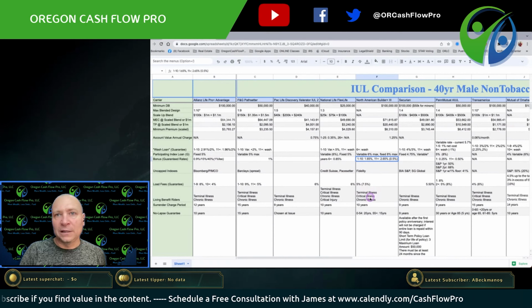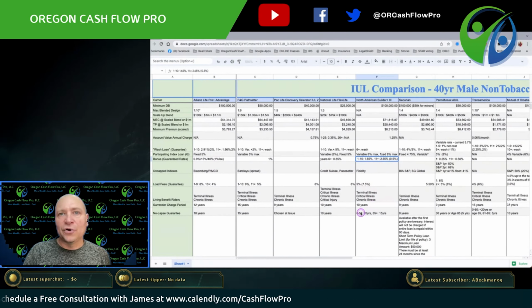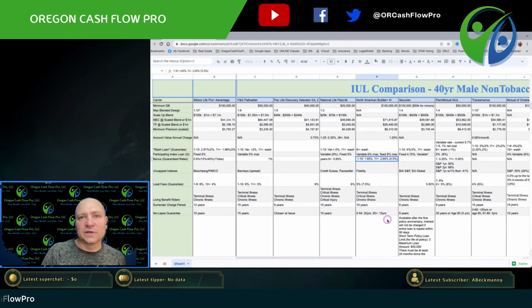They have 3 living benefit riders. They have a 10-year surrender charge period, and their no lapse guarantee is 20 years if you're under the age of 54, 15 years if you're over the age of 55.